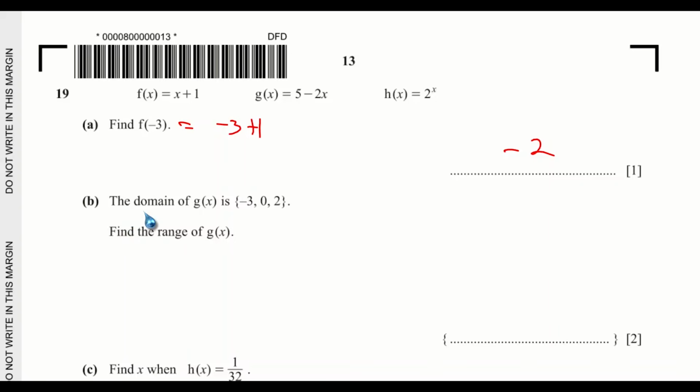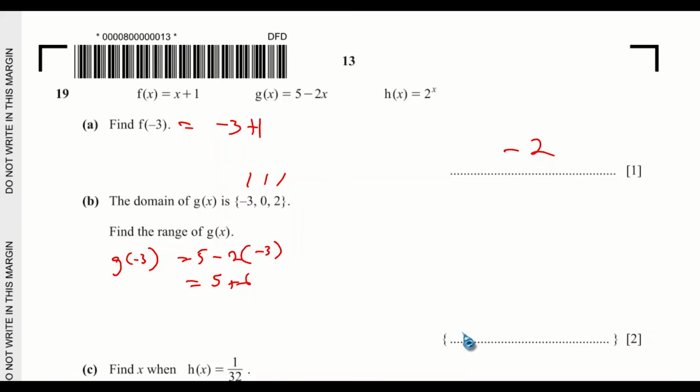Part B: the domain of g of x is this. Find the range of g of x. The range of g of x will be the output of each of these when passed to g of x. So that means g of minus 3 will be the first one. It will be equal to 5 minus 2 into minus 3. So this will be 5, expand this, you get plus 6, so this will give you 11.